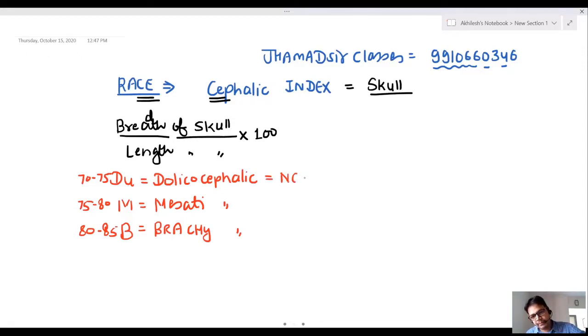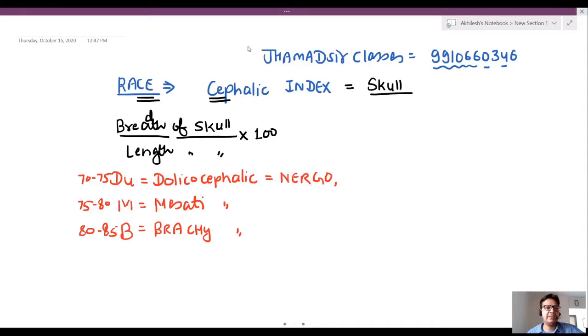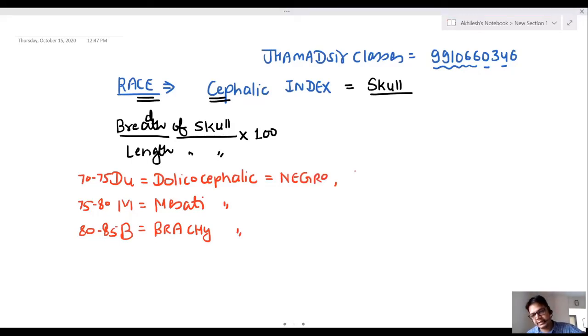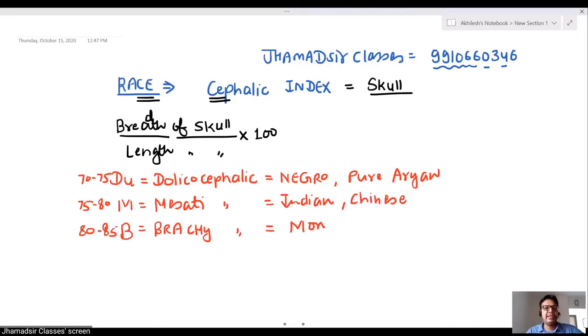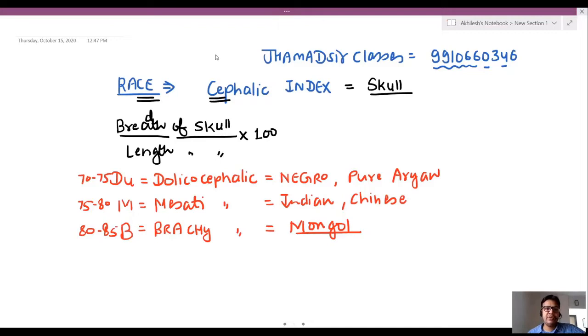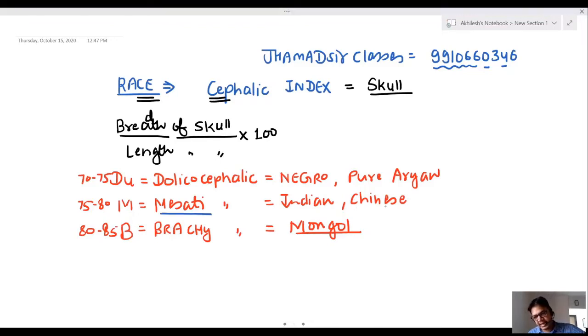Dolichocephalic is present in Negro and pure Aryans. Indians are not pure Aryans; Indian is a mixture. So the Indian cephalic index is mesocephalic. Very important MCQ comes. Even the Chinese cephalic index is mesocephalic. The cephalic index of Mongol is brachycephalic. So you can get this question, very important. Indians are mesocephalic, Chinese are also mesocephalic.